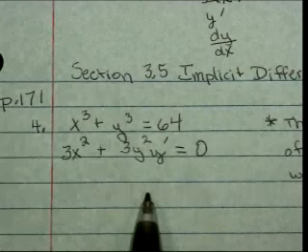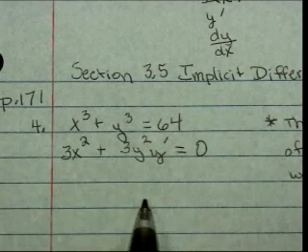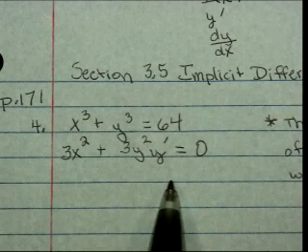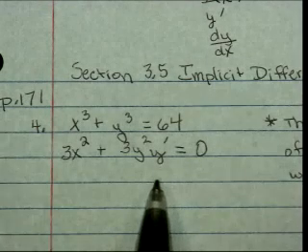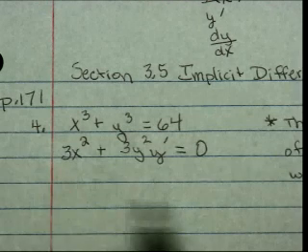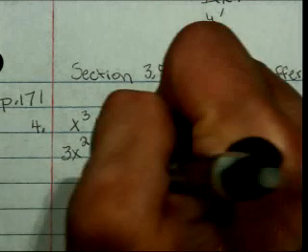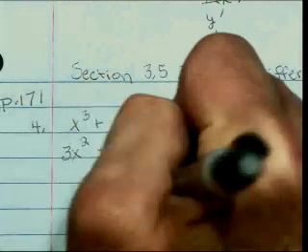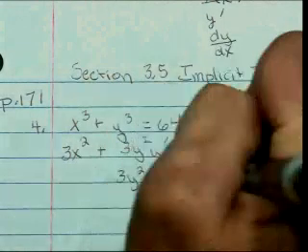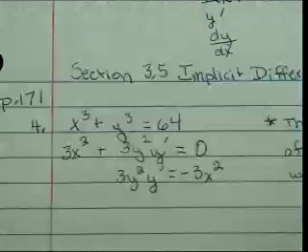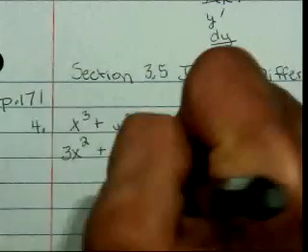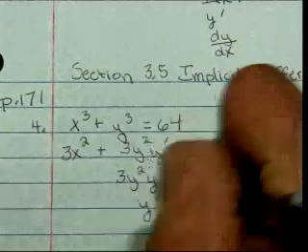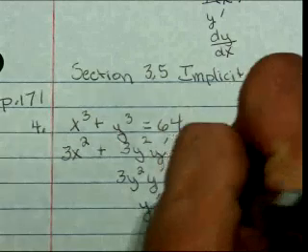Now, just like all the differentiation we've done so far, we want our answer to end up with the y prime by itself. So from here on out, it's just algebra. How do you get that y prime by itself? First, you would subtract the 3x squared. And then what? 3y squared. Divide by 3y squared. And your 3's would cancel and just leave you negative x squared over y squared.